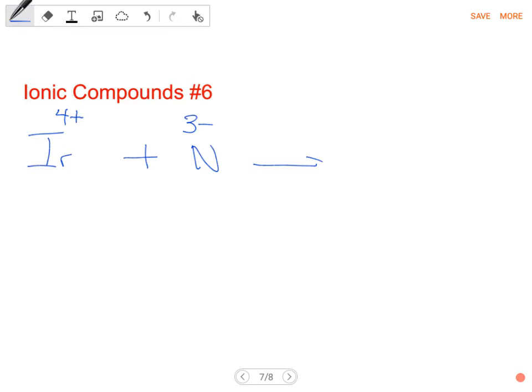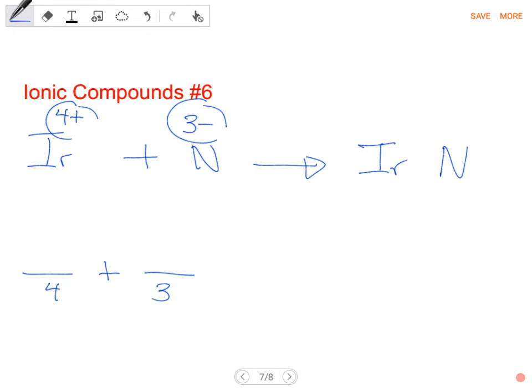Now they're going to bond, Ir N, but there's no way this is balanced. We don't have balanced charges here. Well, let's do the lowest common denominator method. The lowest common denominator of 4 and 3 should be 12. 4 times 3 gives you 12, so we need 3 iridiums. 3 times 4 gives you 12, so we need 4 nitrogens.